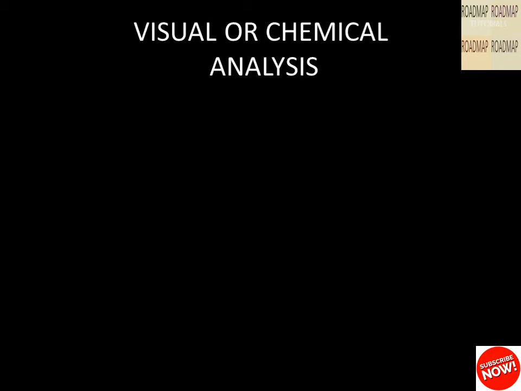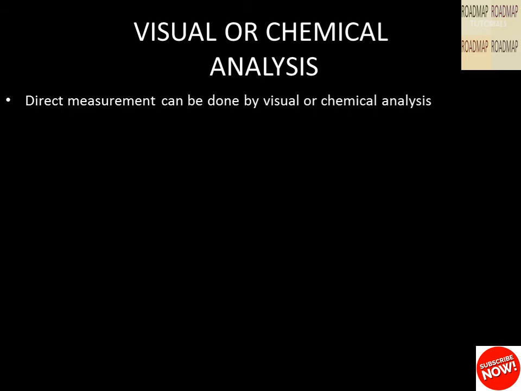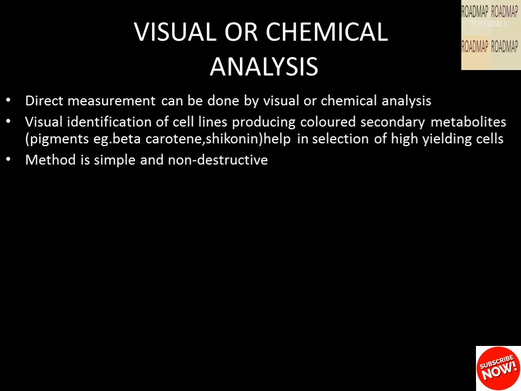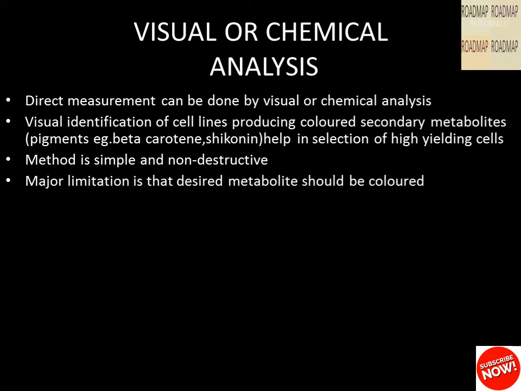Now, coming to the visual or the chemical analysis. A direct measurement of some of the secondary metabolites produced by cell lines can be done either by visual or chemical analysis. Now, the visual identification of cell lines producing colored secondary metabolites, pigments, example the beta-carotene and shikonin, will help in the selection of high-yielding cells. This method is quite simple and it is also non-destructive. And the major limitation is that the desired metabolites should be colored.